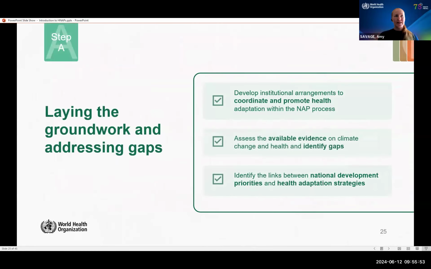So we'll start with the first step of laying the groundwork and addressing the gaps. As mentioned, the HNAP is part of the broader national adaptation plan process. So initially, we need to set up the institutional arrangements that will allow the health sector to be fully engaged in the national adaptation plan process. We want the Ministry of Health to be part of the coordination mechanisms at national level and ensuring that health is considered across the board, across the sectors, when the National Adaptation Plan is being developed. And then the Health National Adaptation Plan is the health sector contribution to the overall NAP. We want to assess at this stage, at the beginning, what is the already existing evidence that we can use to inform our HNAP, and are there any gaps? And then identifying the links between our national development priorities and health adaptation strategies.